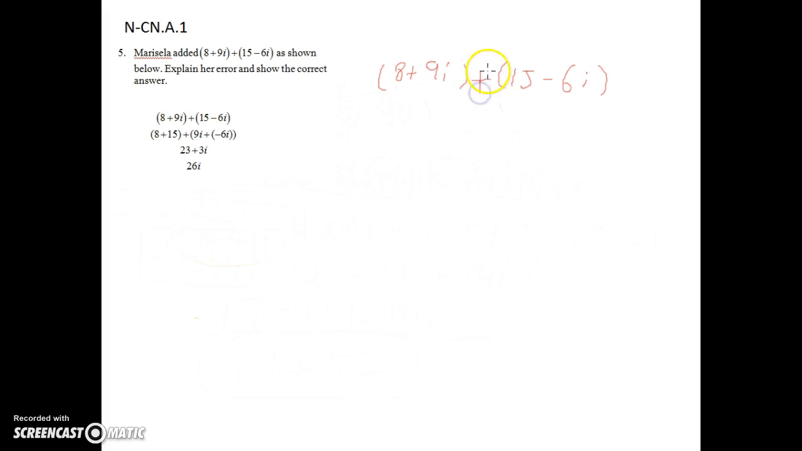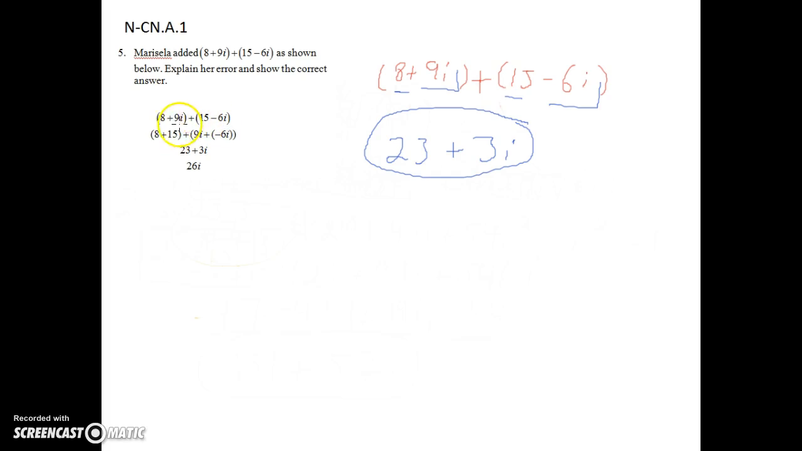So since this is addition, we can just start combining like terms. So we have that 8 plus 15, which would give us 23. And then we have this 9i minus 6i, which should give us plus 3i. So 23 plus 3i. So we look at Maricela's work.